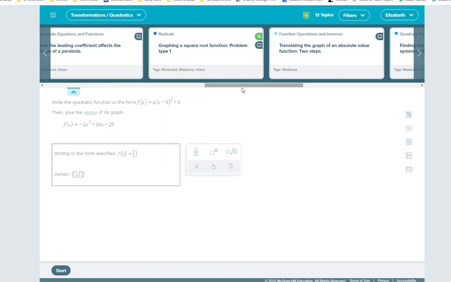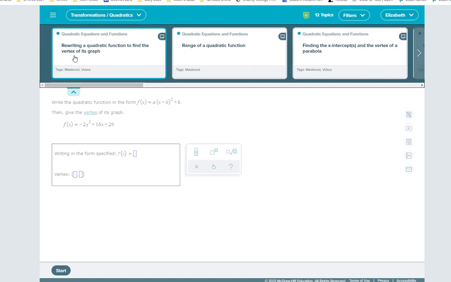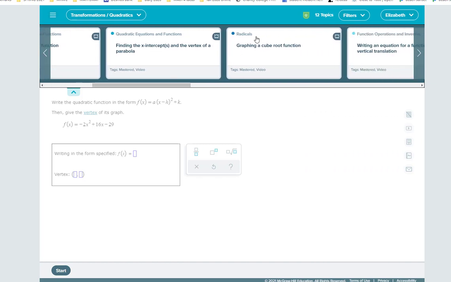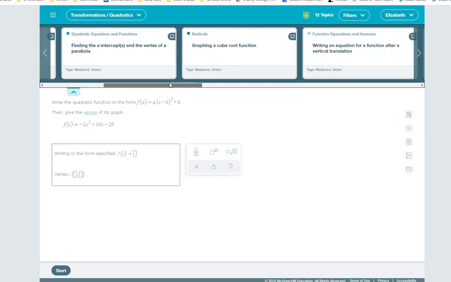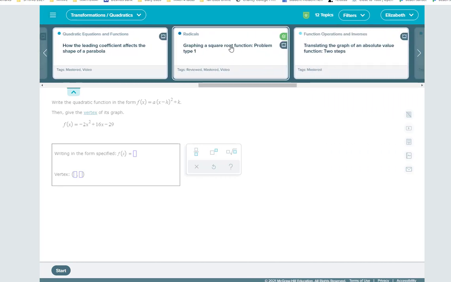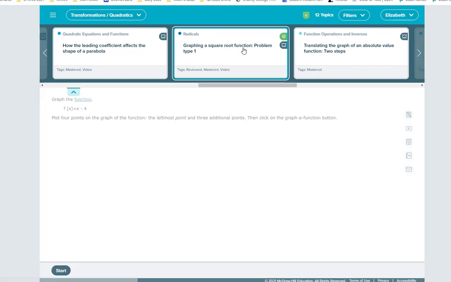So when I'm inside of here, and yours should look very similar, there should be at least 12 topics, probably less since you have been working on stuff. You might have a couple more because of those prerequisite topics. But the question that was asked had to do with the radical one. You can see this is from the radical objective, this is from the quadratic equation objective, and you kind of keep going. So the question was on this, graphing the square root function, problem type 1.